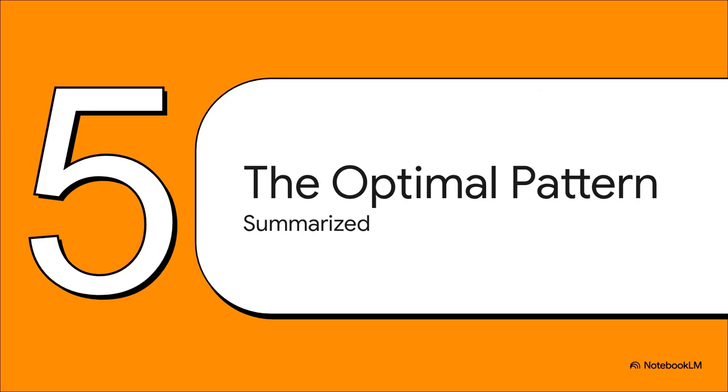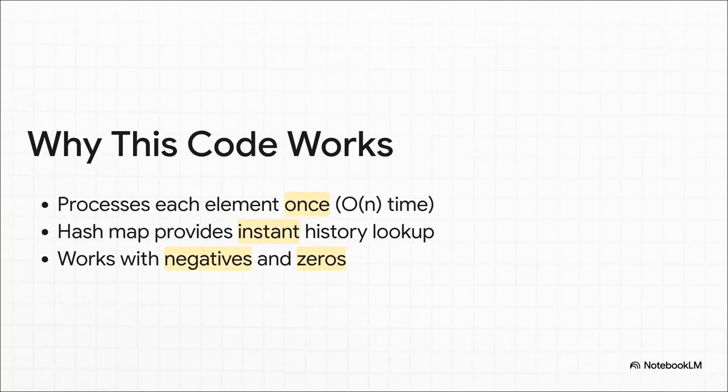Okay, last section, the optimal pattern summarized. Let's just do a quick wrap up and talk about why this whole pattern is so incredibly powerful. I mean, this solution is just a massive win all around. It only touches each element once, which makes it super, super fast. It handles negative numbers and zeros like a champ, no extra if statements needed.